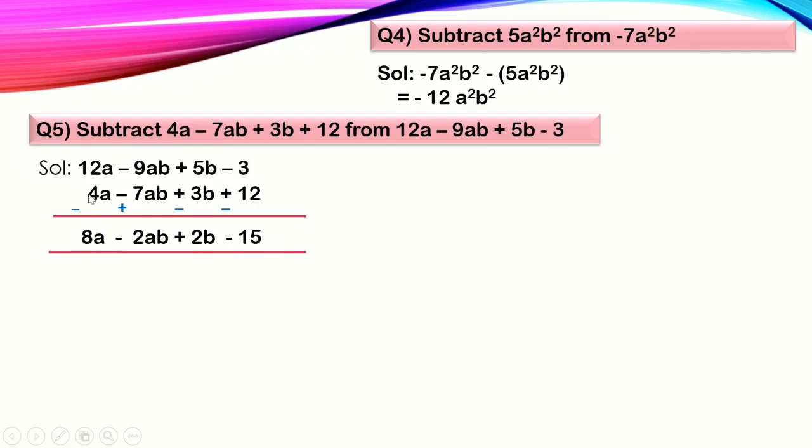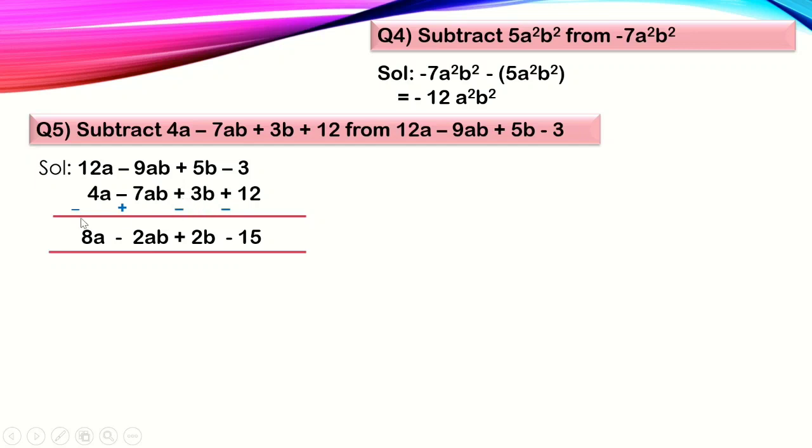So 12 minus 4 is 8, minus 9 plus 7 is minus 2, different signs, right? That rule only. Different signs, plus 5b minus 3b. So please don't get confused with the sign.